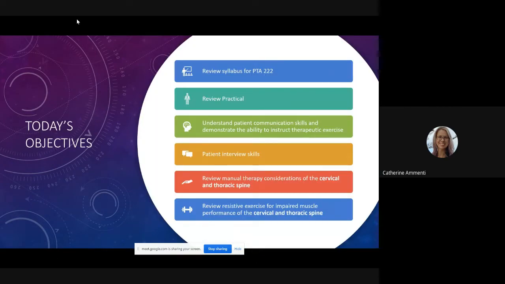What I want to do with this first lecture is to start off by reviewing the syllabus for the class so that you understand what's going on. And then when we get into class, you can ask questions if it's not clear as to how things are going to run in this class. We will review the practical exam that you just did for your other classes, and we'll do that in class.